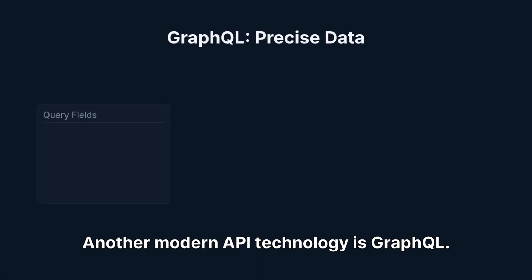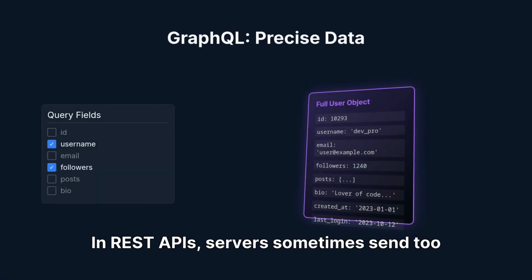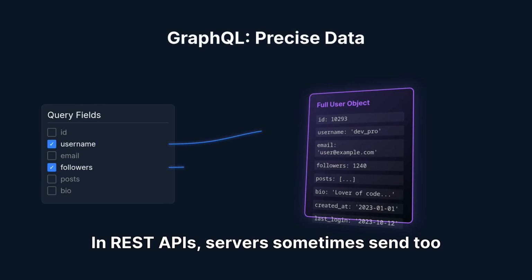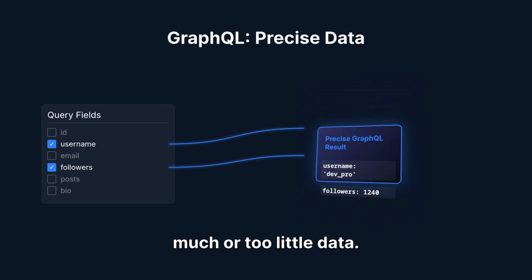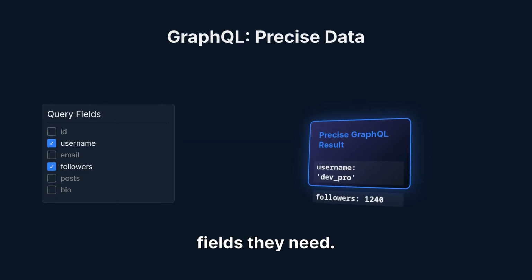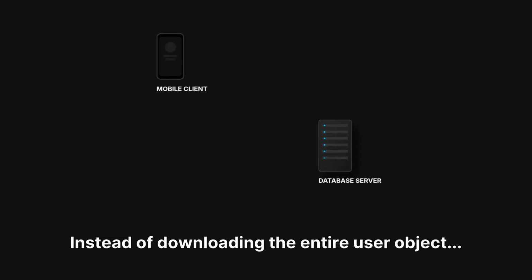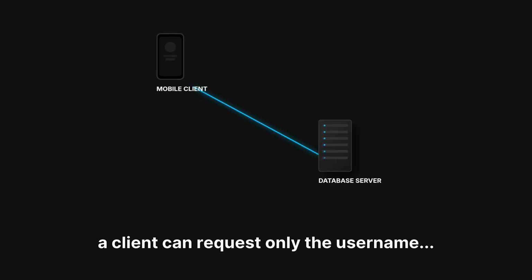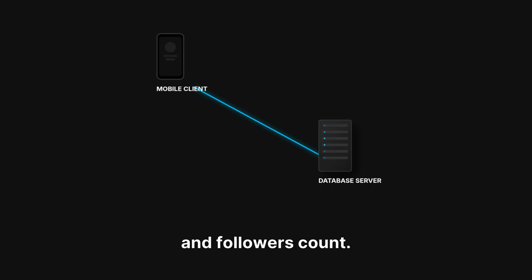Another modern API technology is GraphQL. In REST APIs, servers sometimes send too much or too little data. GraphQL allows clients to request exactly the fields they need. Instead of downloading the entire user object, a client can request only the username and followers count.